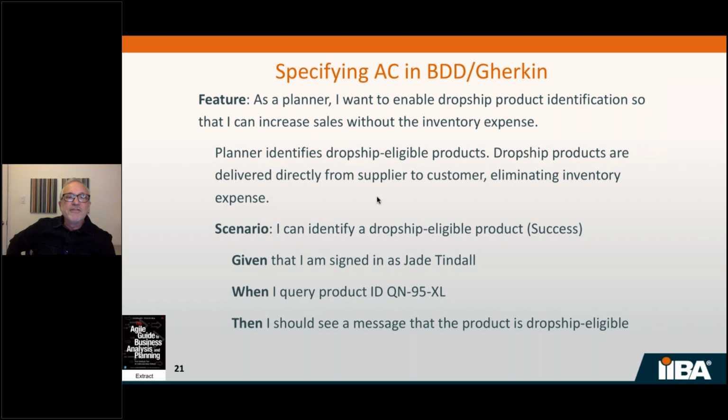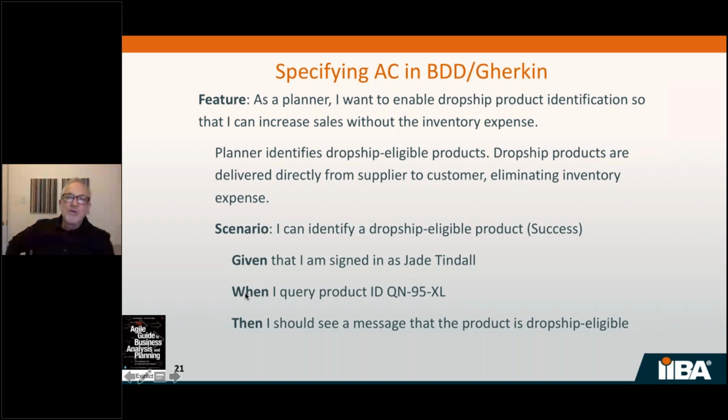And then I have here eligible product success. You notice that everything that I've done up until now has been in quite free form text. And this might be everything that's done by a business analyst. And the part that comes from this point on might be a business analyst, or it might be a developer or tester. And so what happens here, this is that scenario written in the more formal format. Given that I am signed in as Jane Tyndall, when I query product so-and-so, then I should see a message that the product is dropship eligible. What do we have here? We have a given that gives us the preconditions for the test, the setup.